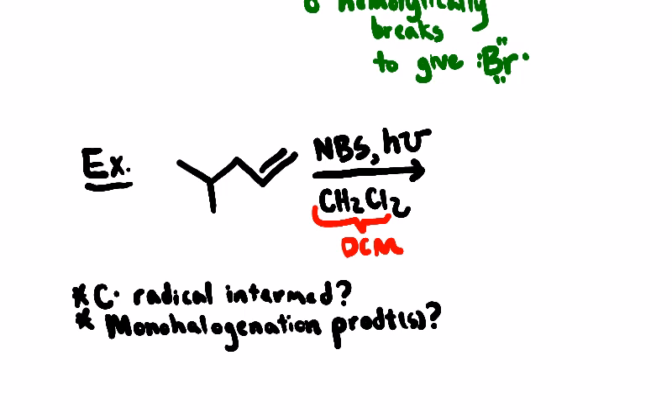So we can answer that question of what our major monohalogenation product is by thinking about what the carbon radical intermediate will be, because that carbon radical intermediate is going to lead us directly to the final product. And this is really helpful, even if you don't write out a full mechanism for these, to be thinking about where the carbon radical is going to form in the reaction.